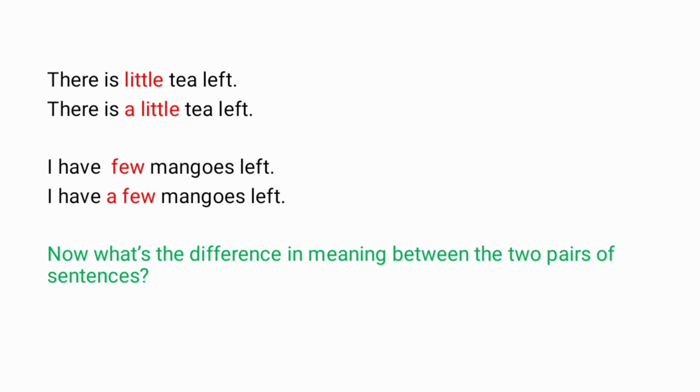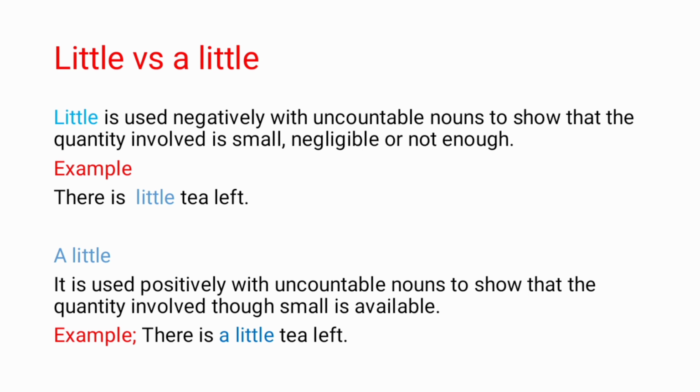Now, the first pair of sentences is: there is little tea left. There is a little tea left. And then the second pair involves: I have few mangoes left. I have a few mangoes left. I bet you are wondering how to use these two or what's the difference between the two pairs of sentences. We are going to see in a few minutes the difference between the two pairs of sentences. Let's start with little versus a little.